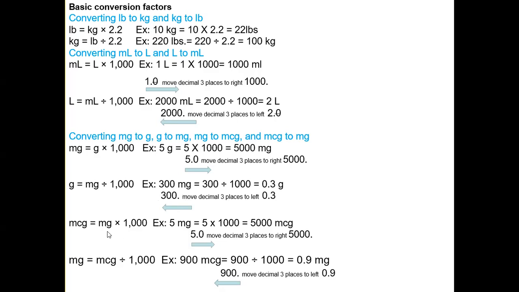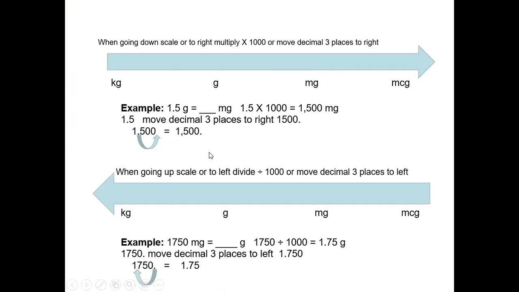For milligrams to micrograms, you're going to the right. Let me just show you a picture of the scale so you can see what I'm talking about. So you have milligrams to micrograms, you're going to the right. If you're going from milligrams to micrograms, you'll multiply by 1,000, move the decimal 3 places to the right. It kind of helps if you could see this scale.